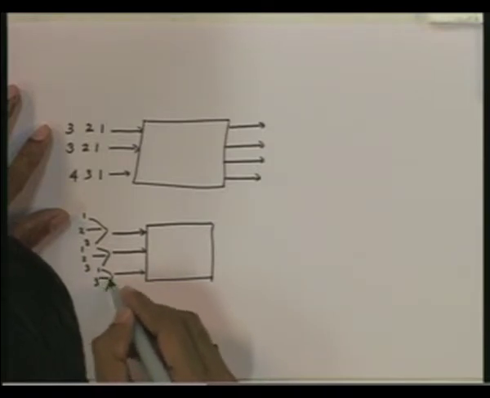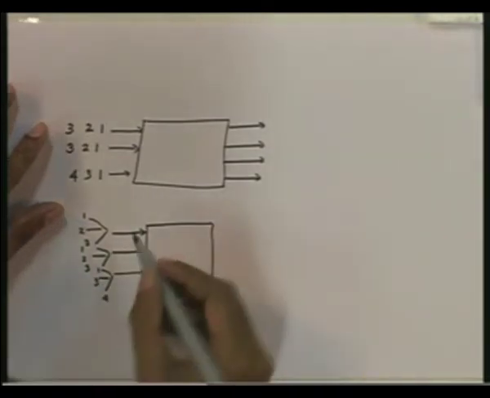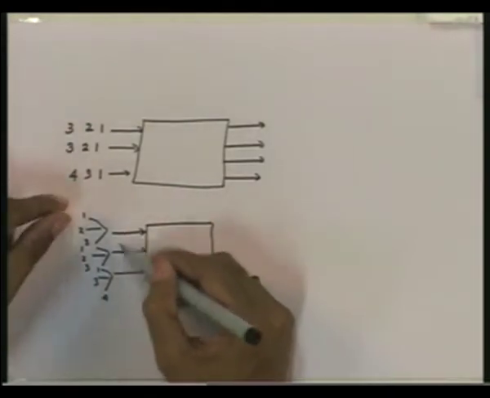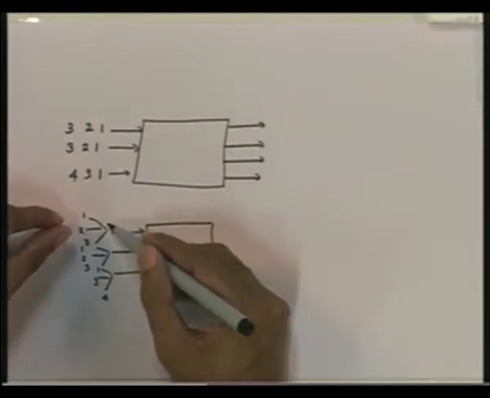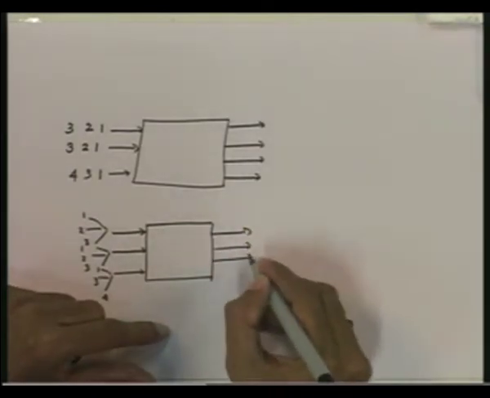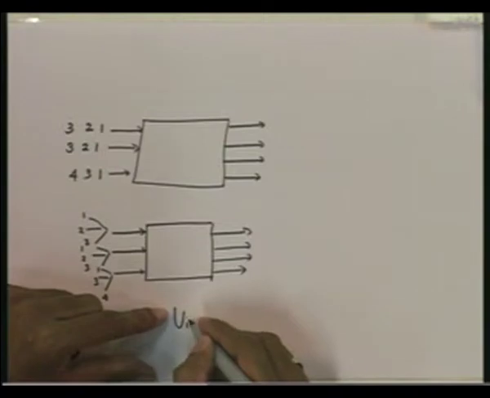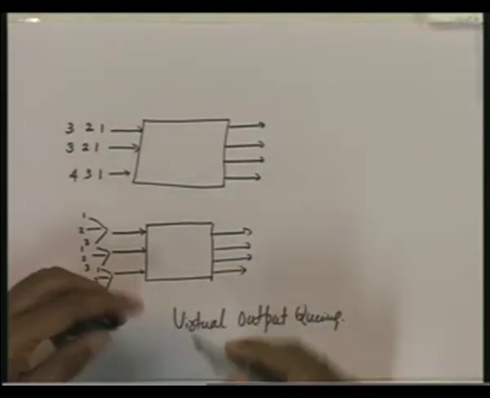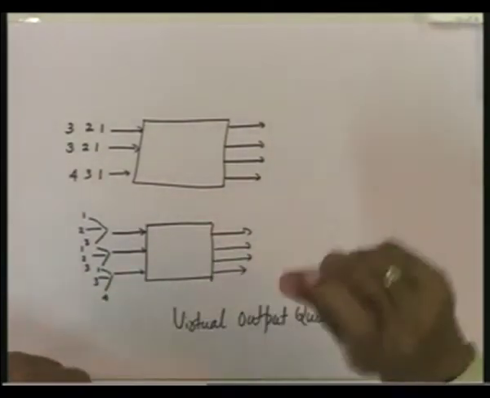One, 3, of course on the 2 there is no packet, so 4. So this is like having a separate input queue per output. So this is what is called virtual output queuing. The principle of virtual output queuing was one of the fundamental principles that was used in parallel iterative matching.